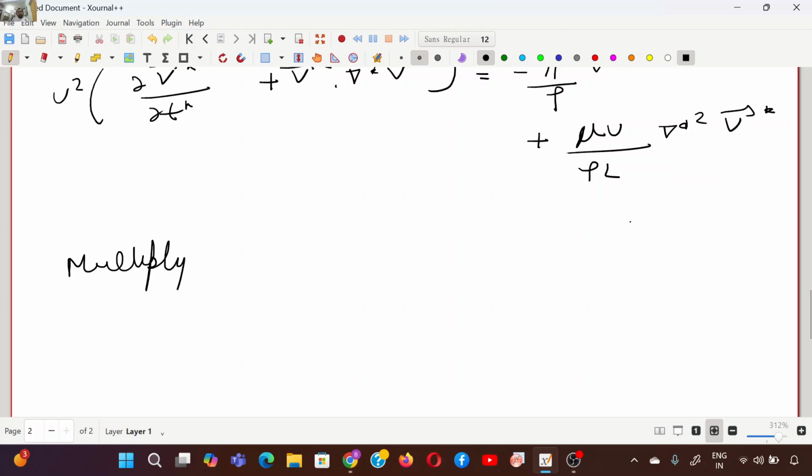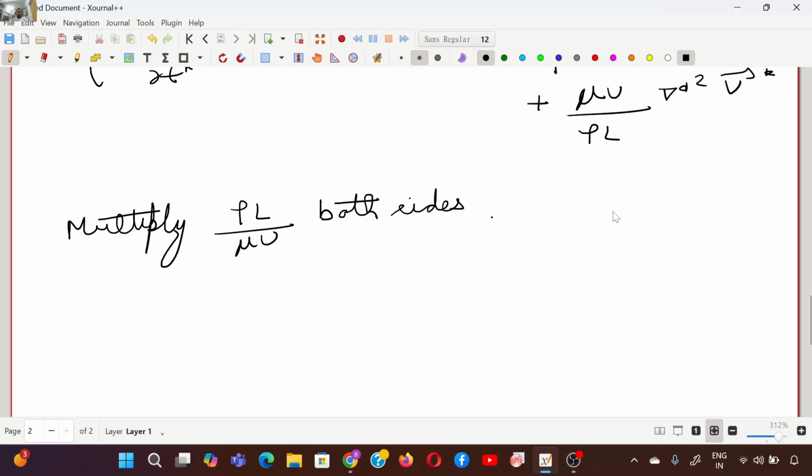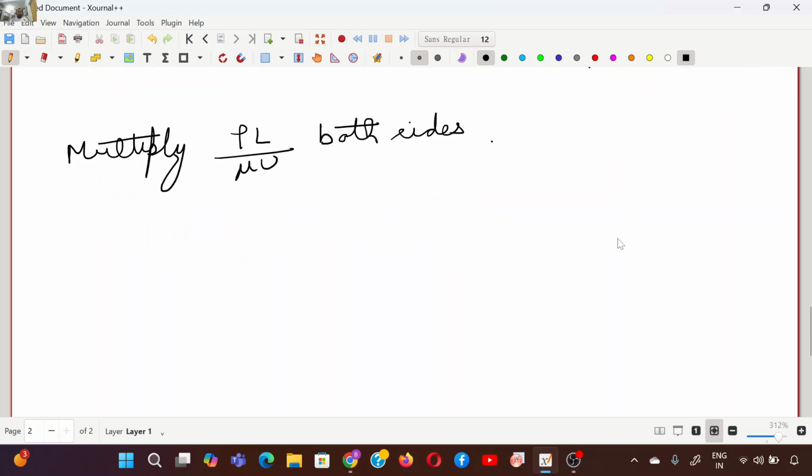Multiply rho L by mu U both sides. Okay. So here you have U square into something, and this right hand side also you multiply by rho L by mu U. You will get Reynolds number, just wait and see. So left hand side is what? Rho L by mu U into U square. So V star.